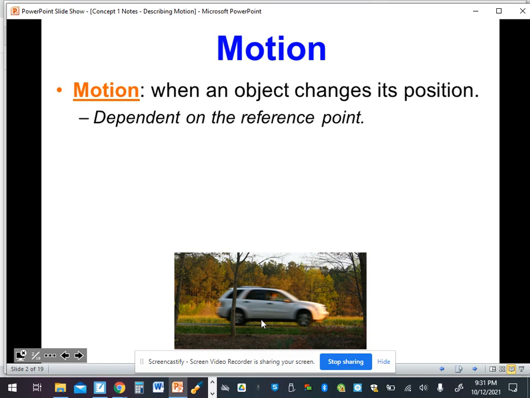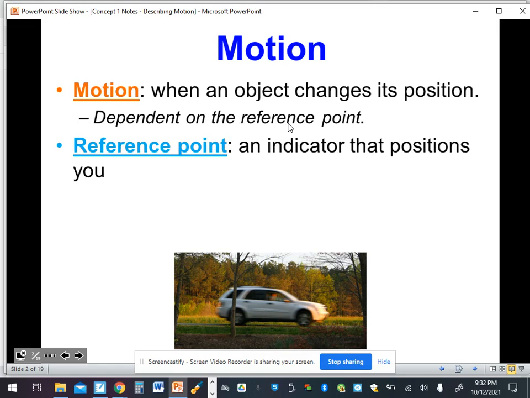So if you look at this picture of this car, how do you know it's the car that's moving? Well, it's blurry, yes. That gives you a clue. Also, you look at things that you know aren't moving, right? Like the tree. I know the tree doesn't move. And so if the car is going by it, I know that the car must be moving, not the tree. And so whether you think about it or not, you are constantly looking at reference points to decide what the motion of something is. So a reference point is an indicator that positions you.